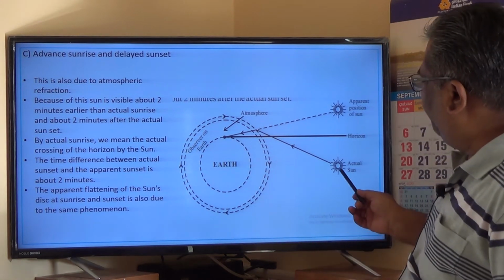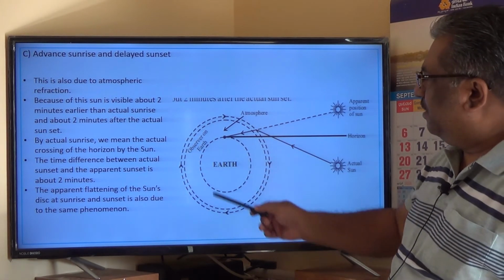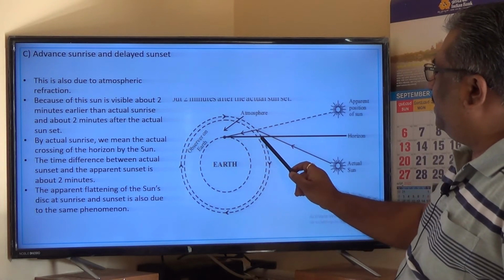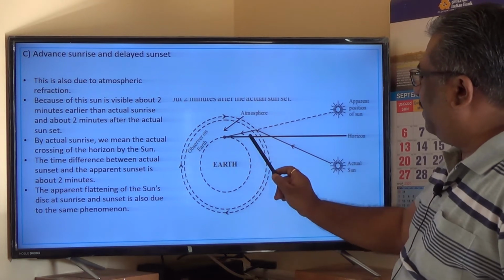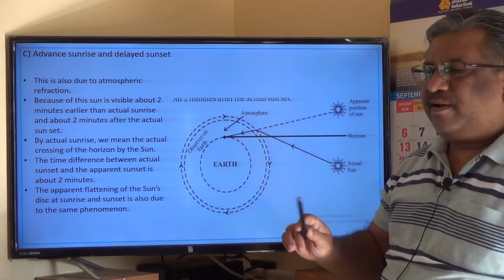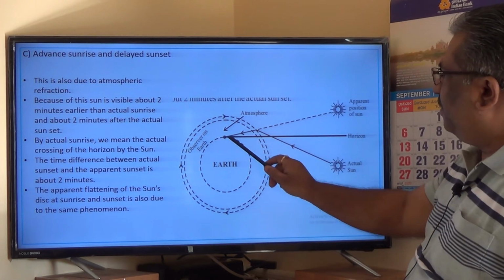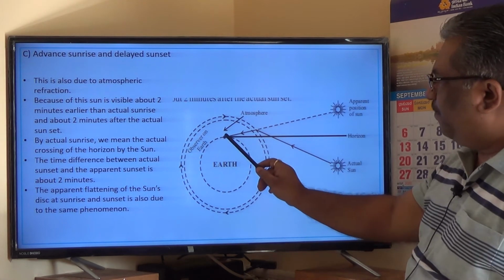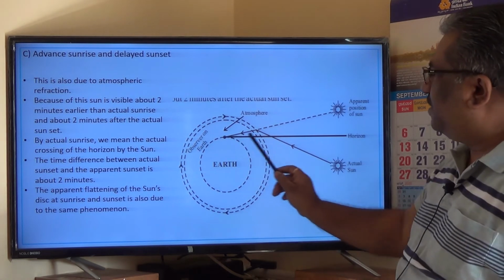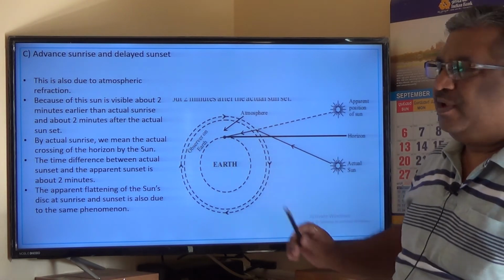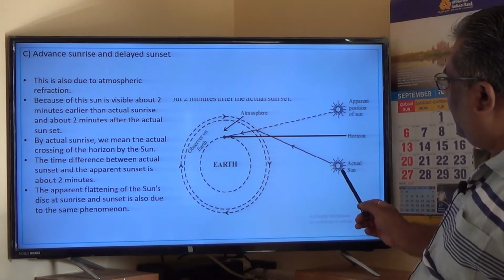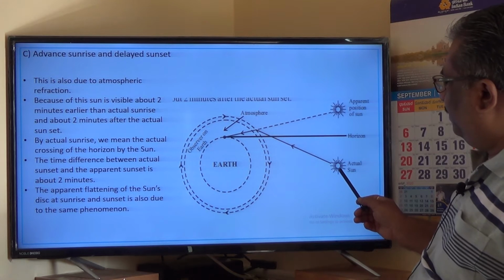Here you can see Earth, and this is Earth's atmosphere, and here this is the horizon. What is this horizon? Basically, a line where the sky appears to meet Earth's surface. When you see from here, the surface of the Earth and the sky appear to meet at this straight, horizontal line. So at the horizon during sunrise, this is the actual sun's position.